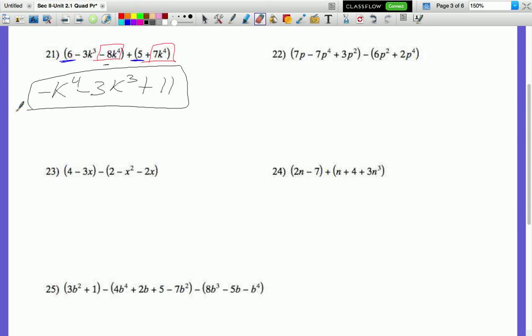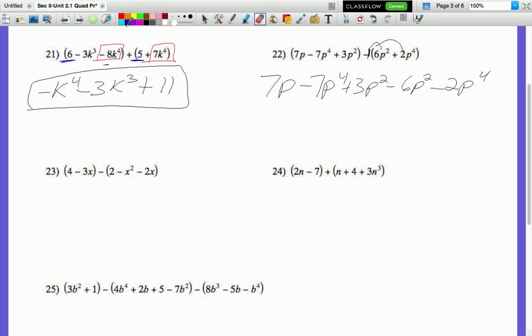To see an example like that again, we'll do 22. 22 looks like this. I have this negative sign in between the first polynomial and the second polynomial. I treat it like a -1 and I'm going to distribute. Before I do that, I'm going to rewrite the first polynomial with its operations. I distribute that -1 into 6 and get -6p squared. I take that negative and I distribute it into 2p to the fourth and get -2p to the fourth.